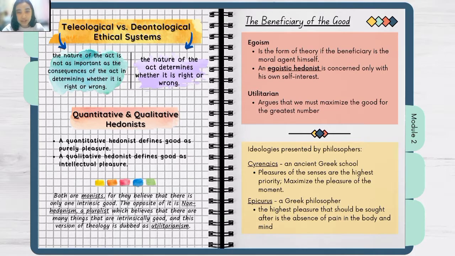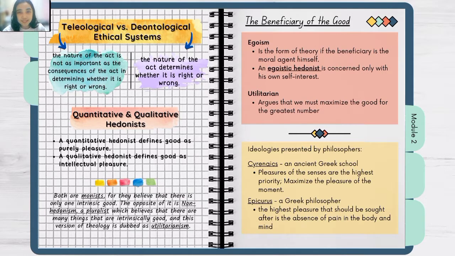Now, we will compare and contrast the quantitative and qualitative hedonists. The basic disagreement among teleologists concerns the nature of the intrinsic good that is to be maximized or promoted. A quantitative hedonist defines good as purely pleasure, while a qualitative hedonist defines good as intellectual pleasure. These two hedonists believe that there is only one intrinsic good. Therefore, they are monists, na dinefine naman na natin kanina sa Module 1.